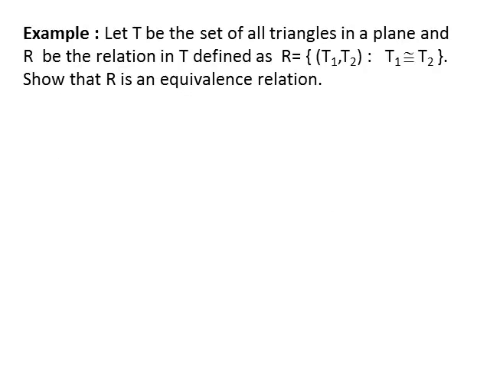In this example, let T be the set of all triangles in a plane and R be the relation in T defined as R containing the ordered pair (T1, T2) in which triangle T1 is congruent to triangle T2. Show that R is an equivalence relation. For equivalence relation, we will check that the given relation is reflexive, symmetric and transitive. Let's check reflexivity first.